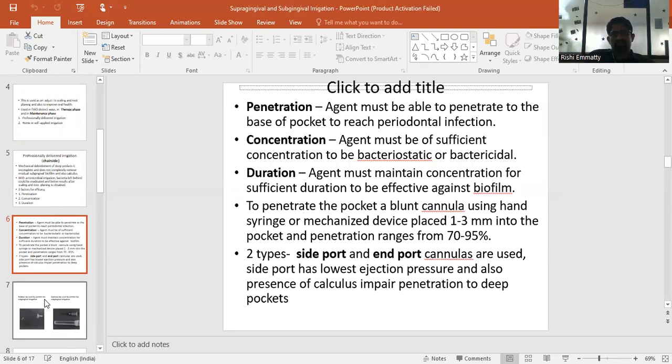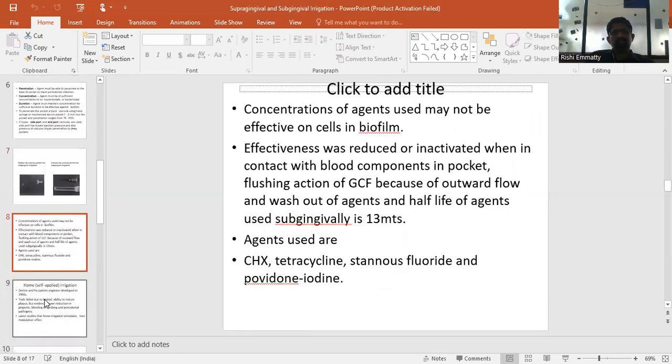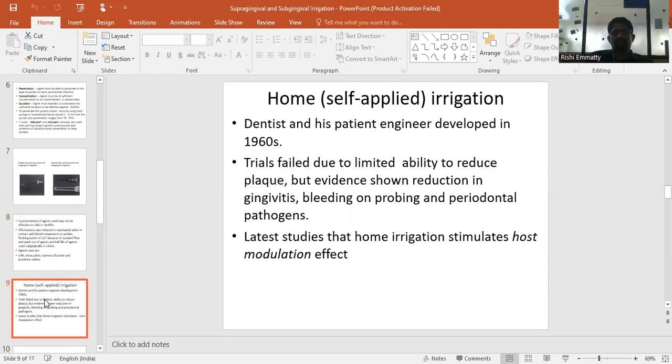And 2 types of ports are there: side port and end port. The end port is usually our normal syringe opening, and the side port has the lowest ejection pressure. The problem with the effectiveness of subgingival irrigation is that because of the GCF flow, the agent gets washed out. The half-life of subgingival agents is mainly 30 minutes. Subgingival irrigation mainly uses chlorhexidine, tetracycline, stannous chloride, and povidone.